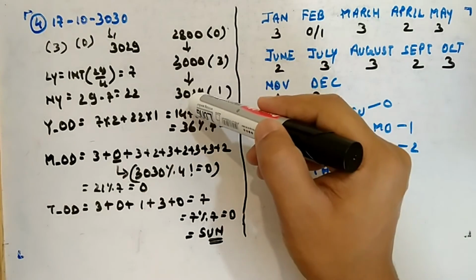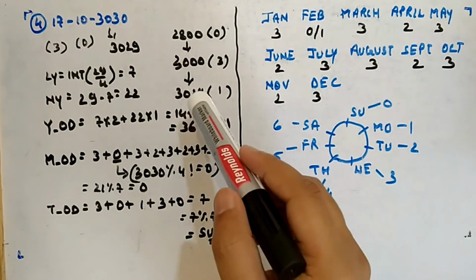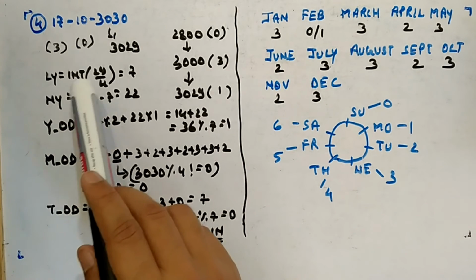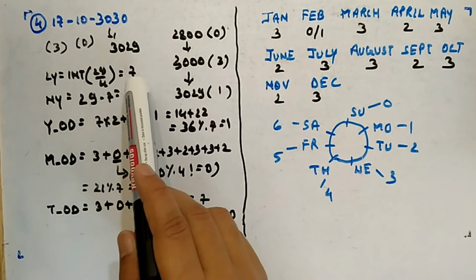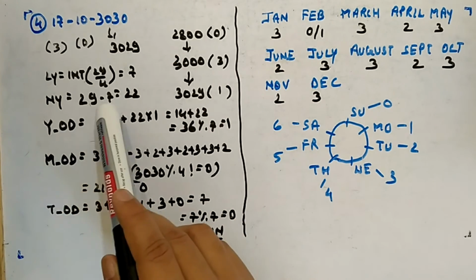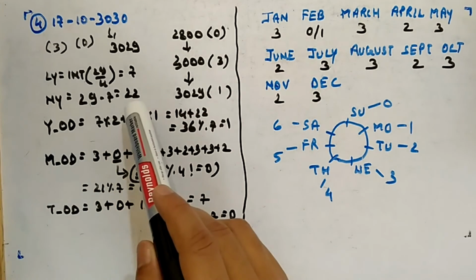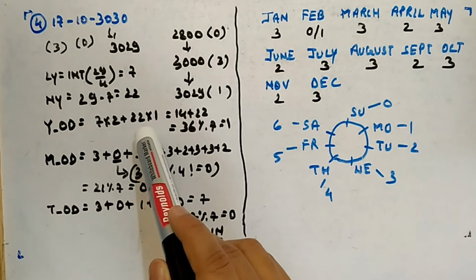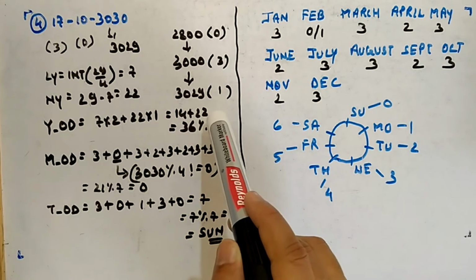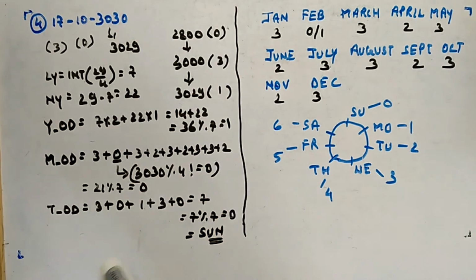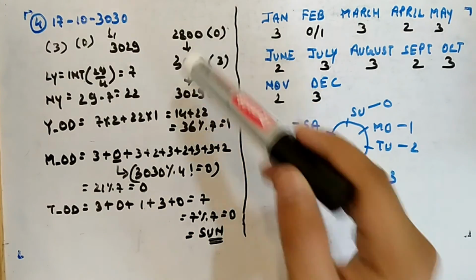Then from 3000 to 3029 we have to come. So for 29 years you will have 1 odd day. You can see how leap years will be the integer part of 29 divided by 4. That will be 7. Normal years will be 29 minus 7, that is 22. So year odd days will be 7 into 2 plus 22 into 1, that will give 14 plus 22, that is 36. 36 modulo 7 we will take, you get 1. So 1 odd day you will get here. So total you are getting 4 odd days from year.